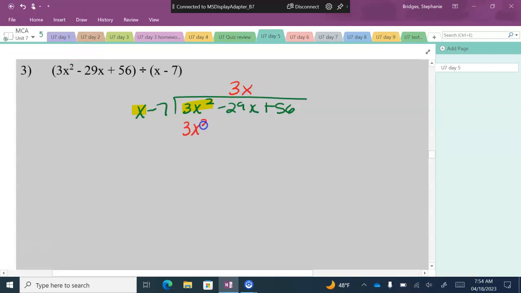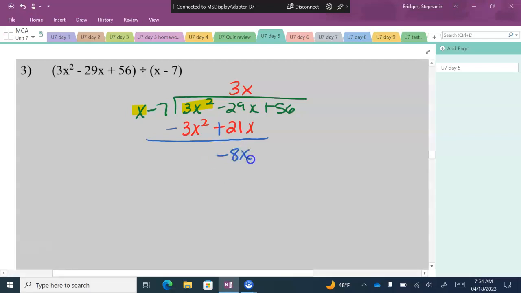We multiply that 3x by the x. That gives me 3x squared. We multiply 3x by that negative 7, and that gives me a negative 21x. We're going to draw the line and make sure we change all of our signs. In this case, there's 2 of them that change. When I combine my terms, the 3x squared and the negative 3x squared cancel out, and here's where the mistake happens. If I have a negative 29x and a positive 21x, what am I left with?